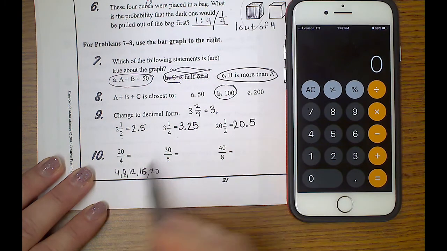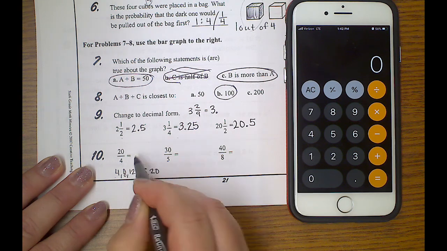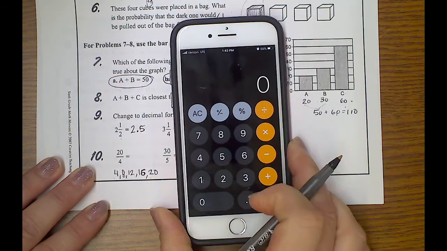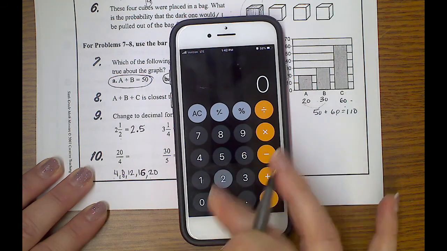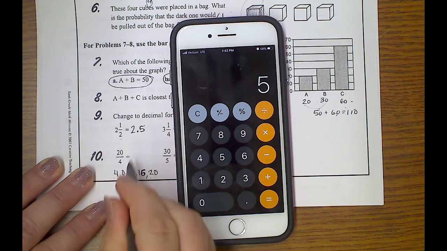All right, so how many times does 4 go into 20? 1, 2, 3, 4, 5. So the answer would be 5. Another way to check your work is to do 20 divided by 4, or the fraction, which equals 5.